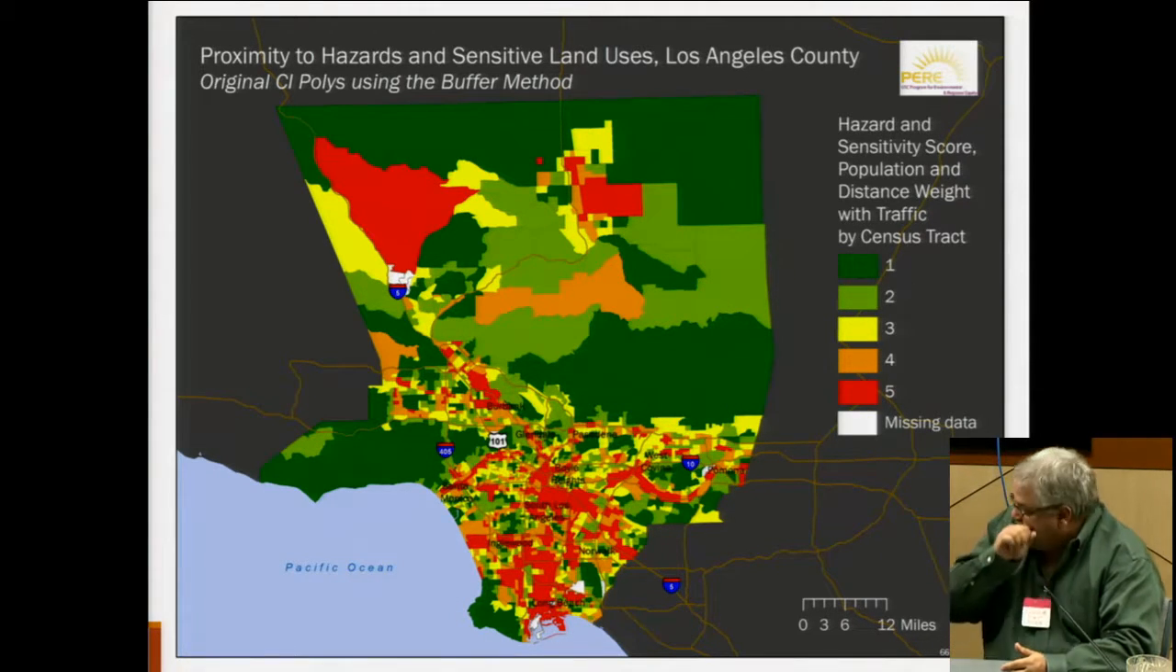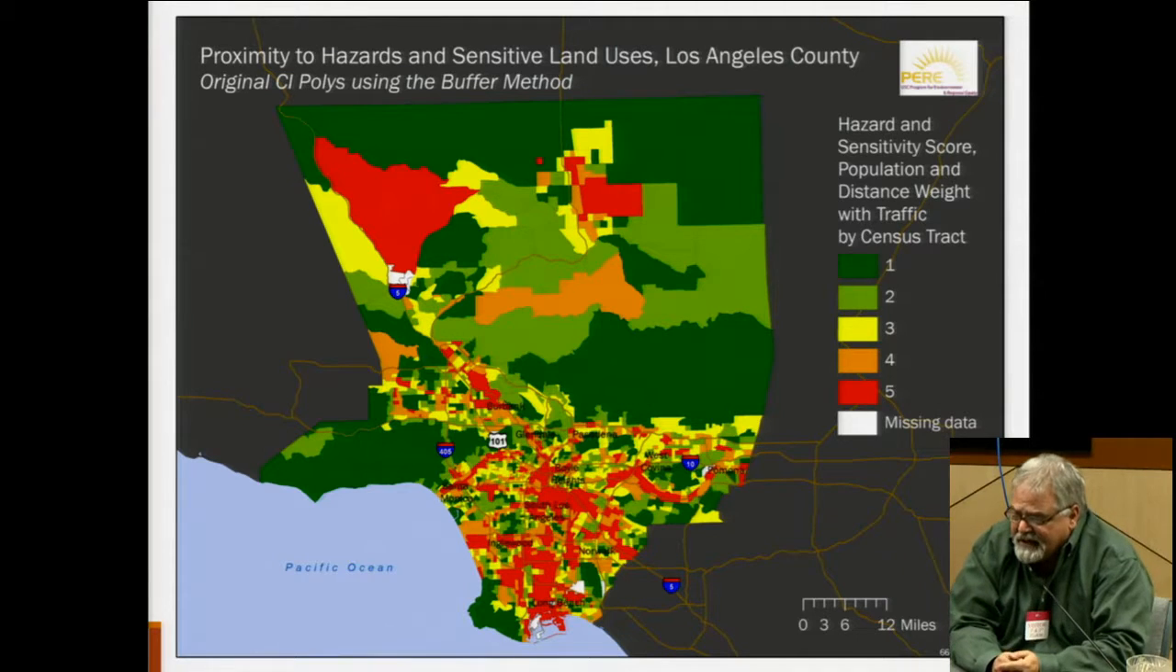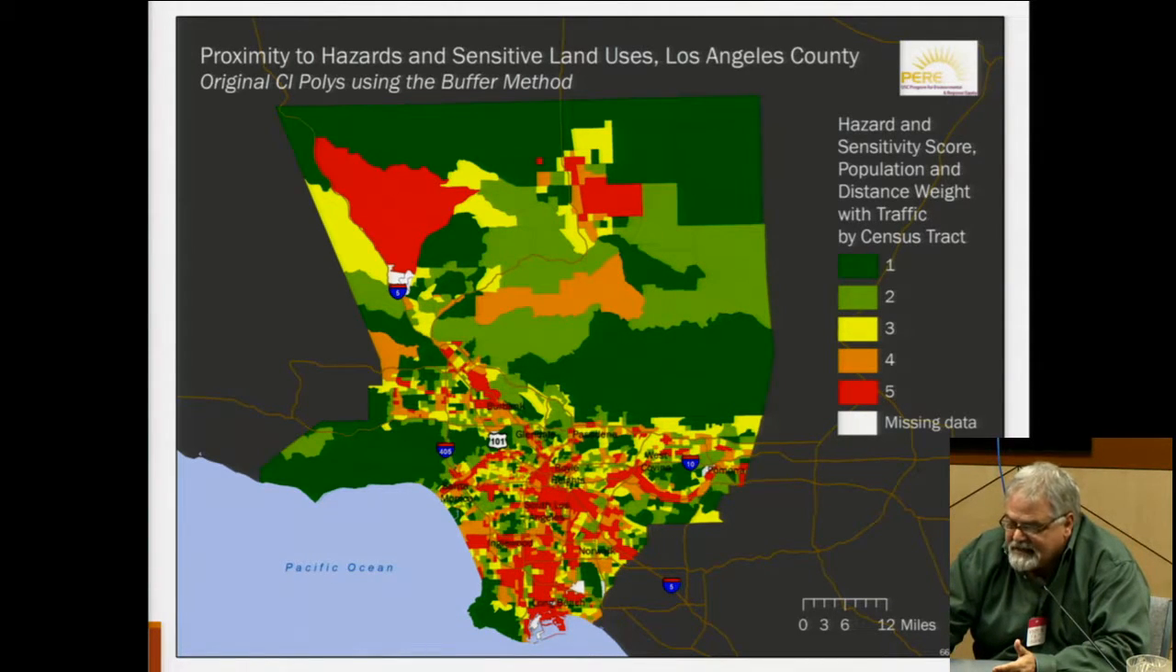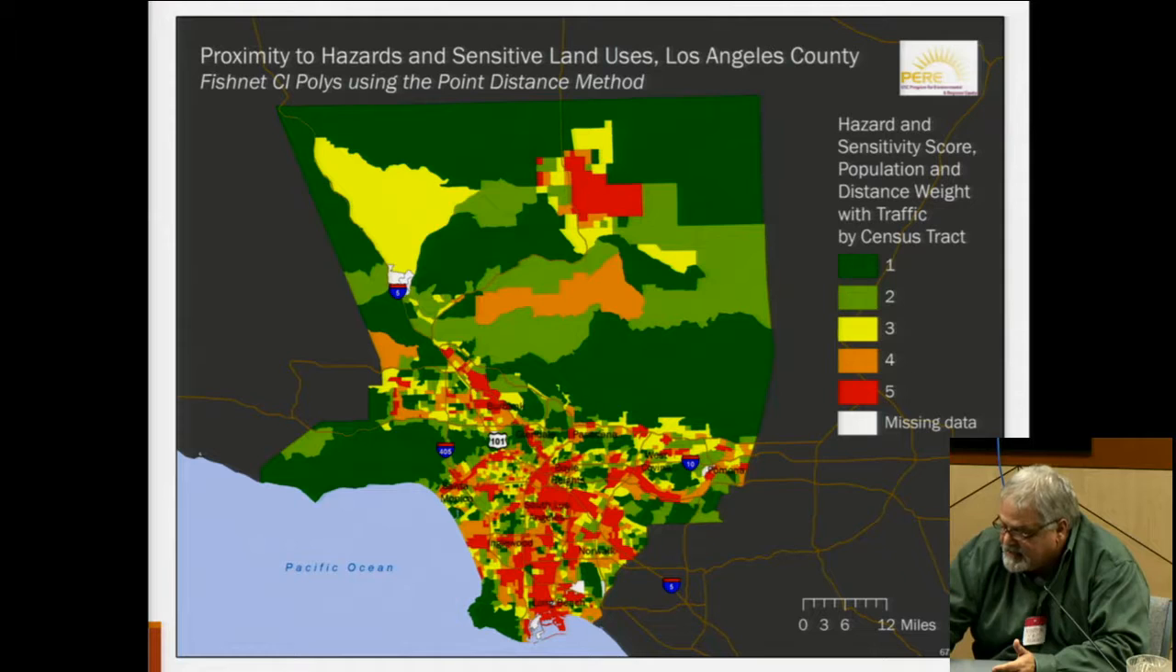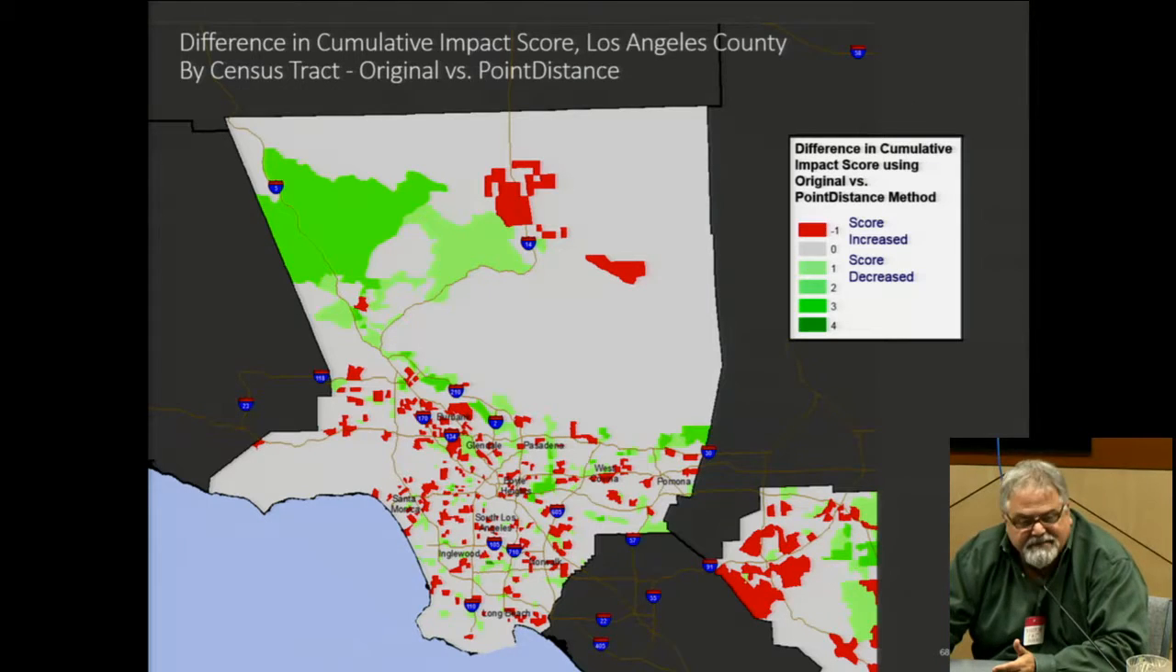To give you some look into how much this changes the scoring using the new method over the old method, here's the hazard proximity and land use score for Los Angeles County using the old buffer method. And if we compare that to the same score in Los Angeles County using the point distance new method, you can see that there is some change. And it's a little hard to sort of understand what that change is. So this is sort of a net change map of that same area.